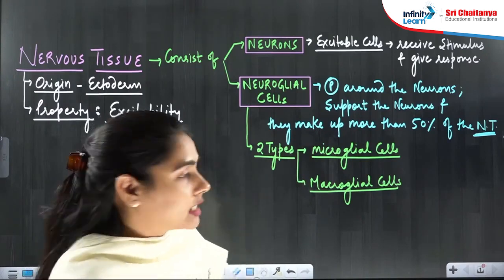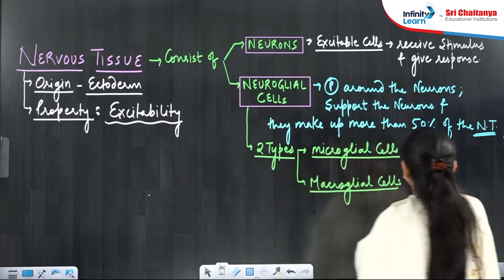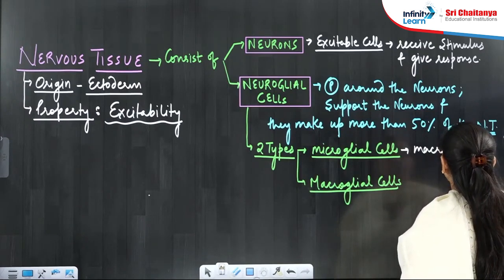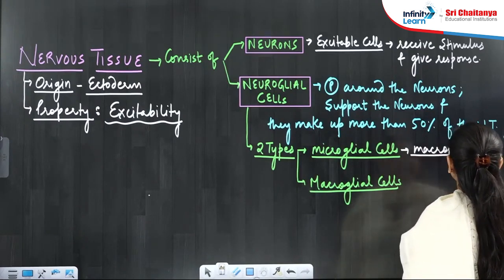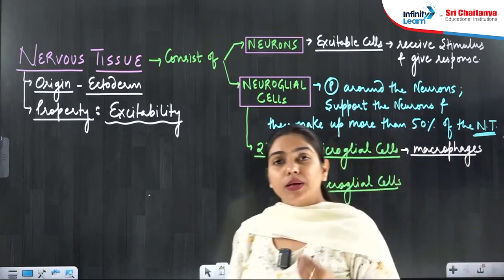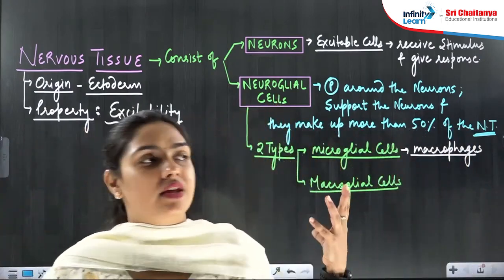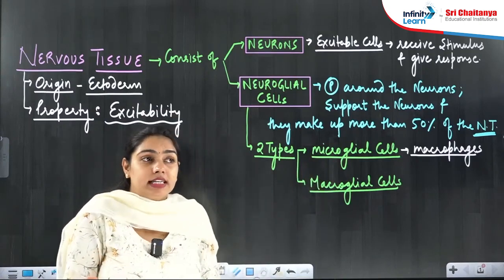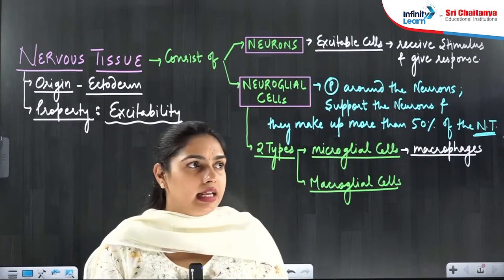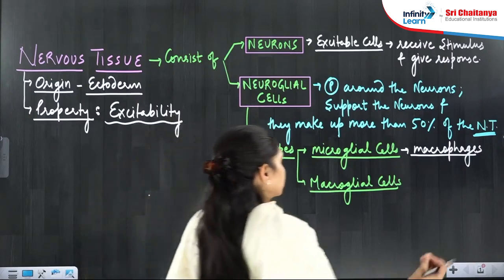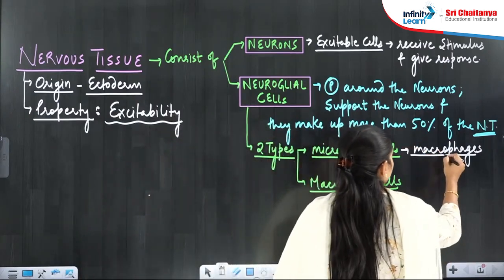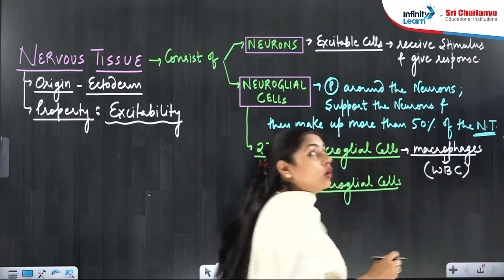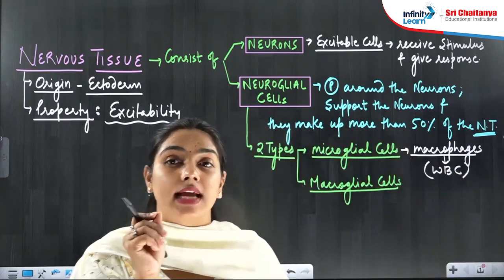So, microglial cells are macrophages. What are macrophages? Macrophages of the nervous tissue are known as microglial cells. They are present in your central nervous system and your peripheral nervous system. Macrophage is a WBC, which does phagocytosis, exactly, very good, Vasant. Which type of WBC? Monocyte.